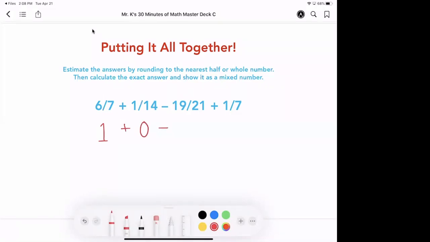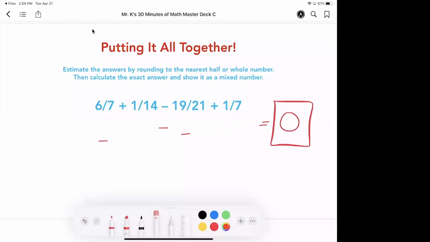19/21, that's pretty close to 21/21, so let's call that 1 when we round it. And then 1/7, that's very close to 0/7. So we'd have 1 plus 0 is 1, minus 1, which is 0, plus 0 is 0. So our estimate is 0. All right, let's remember that. I'll put it in a box over here.